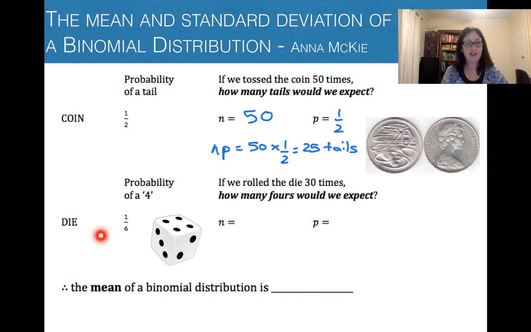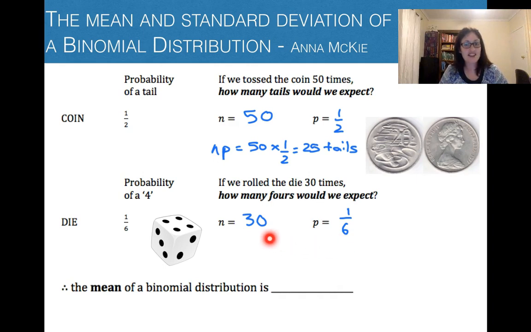Another one, if we had a die, what's the probability of rolling a 4? Well, there's 6 sides to a die, so 1 in 6. Now, if we rolled that die 30 times, how many 4s would we expect then? So let's identify our n, our number of trials, so 30. So n is equal to 30, and the probability of that success, the success of a 4, is 1 out of 6.